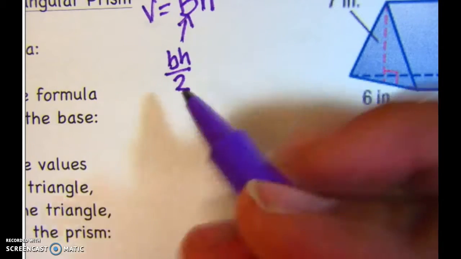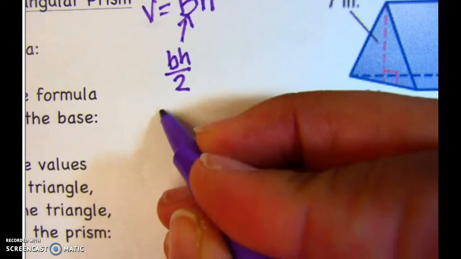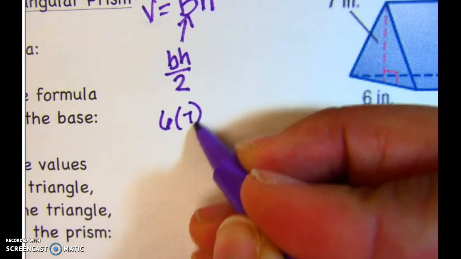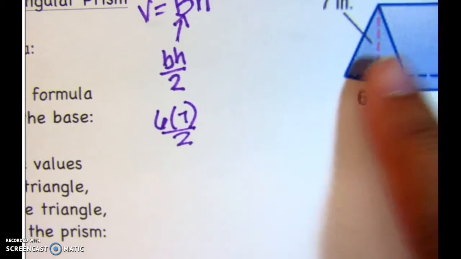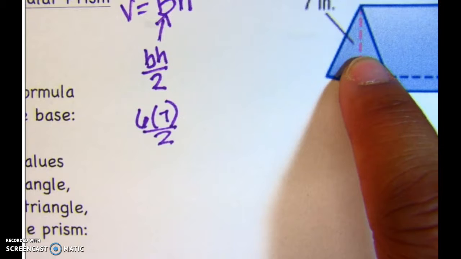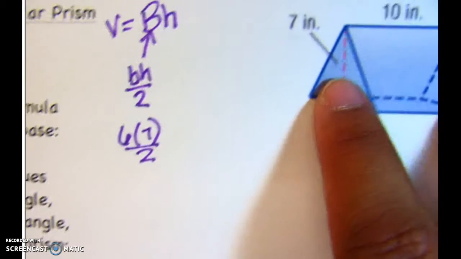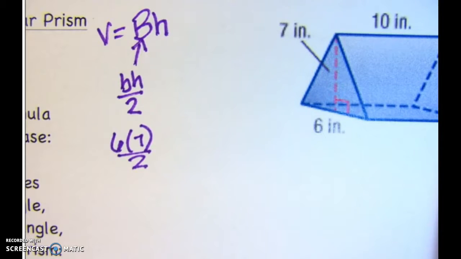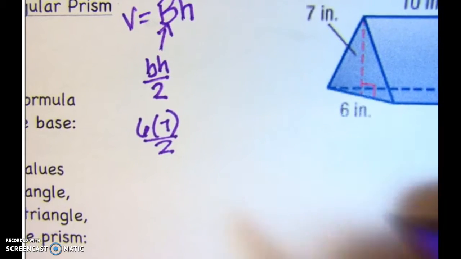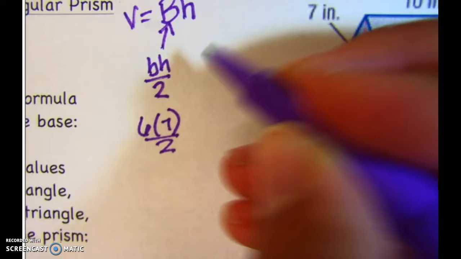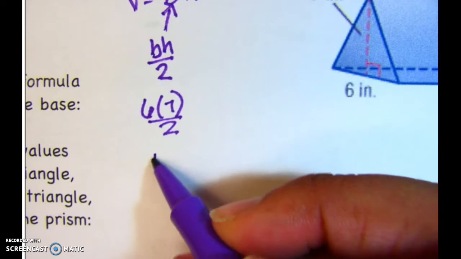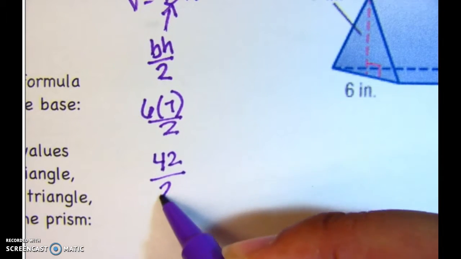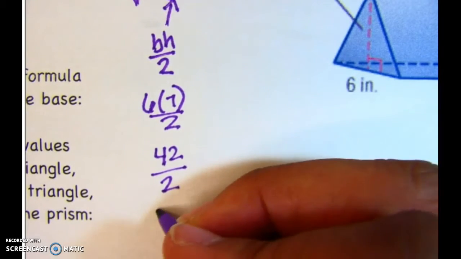So let's do that. The base is 6, the height is 7, and I'm going to divide by 2. That's how to find the area of this triangle. Once I get that, I'm going to multiply it times the height of the prism to get the total volume. So 6 times 7 is 42. 42 divided by 2 is 21.